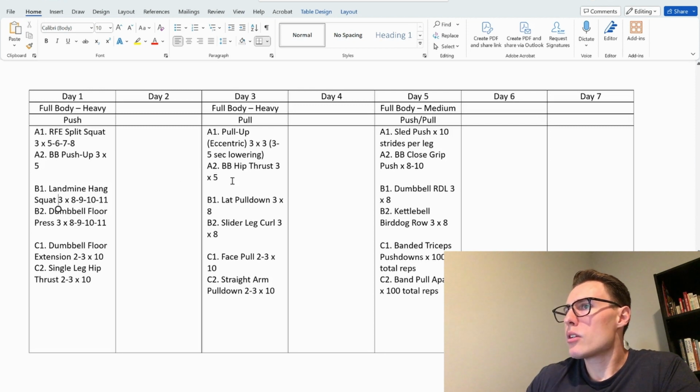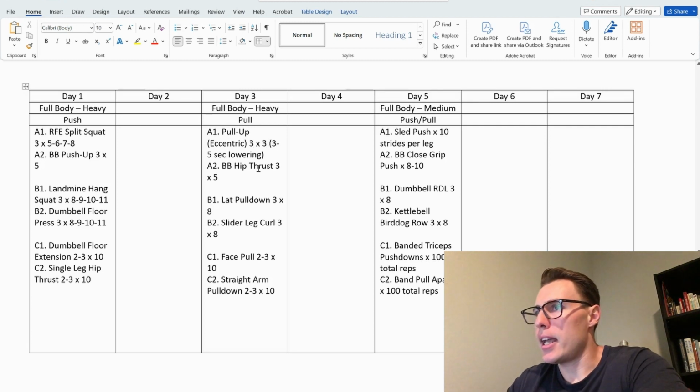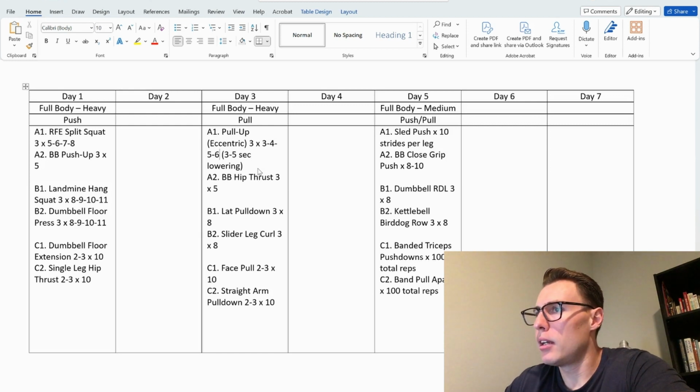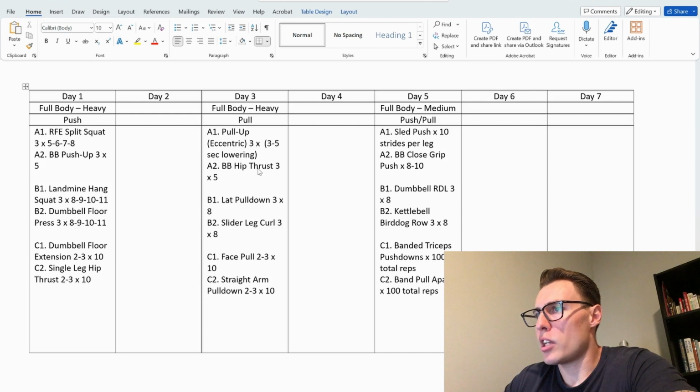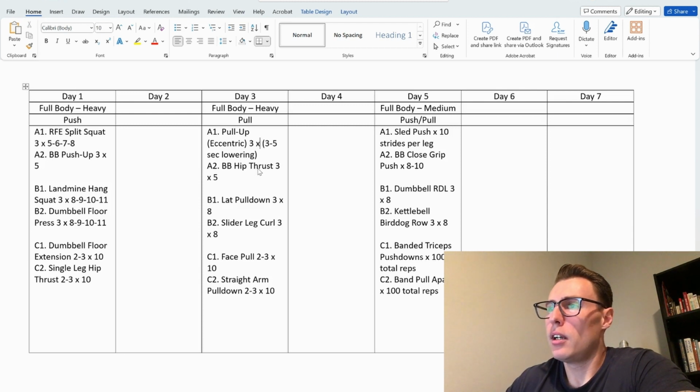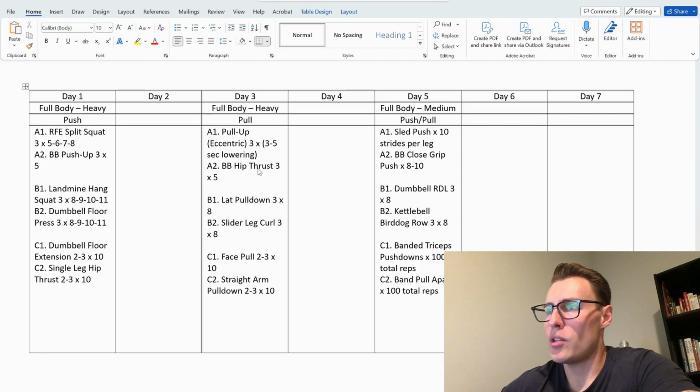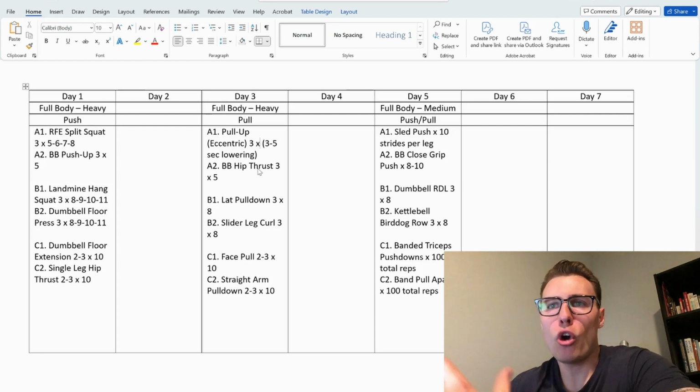Okay, so the full body pull, same idea in terms of volume. For the eccentric, we might do a 3 to 5 second lowering each repetition. We might add a rep every week, so it might be 3 on week 1, then 4, then 5, and then 6, doing a 3 to 5 second lowering every time. Or you might even do 1 or 2 reps, but a super slow lowering, like a 15 to 20 second lowering. You can go either way.